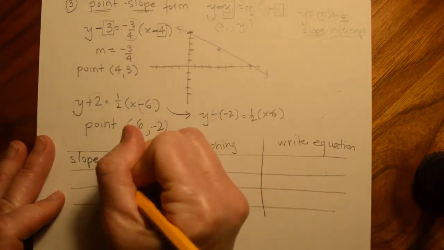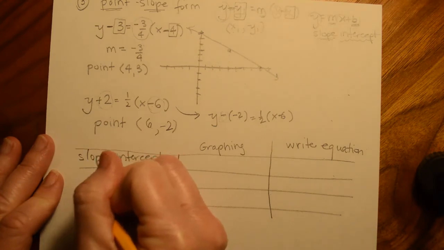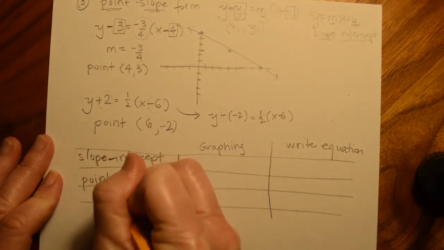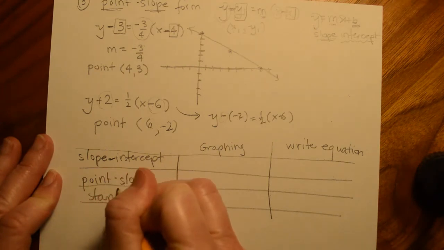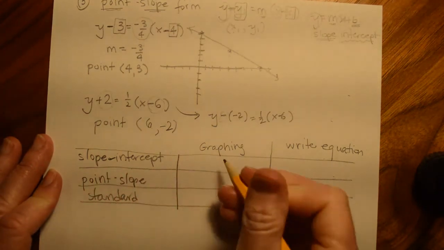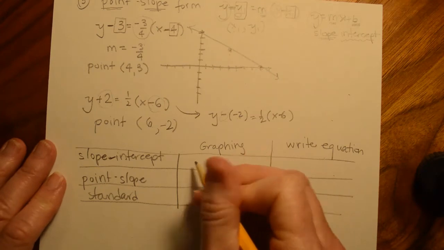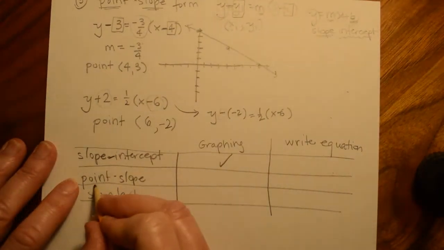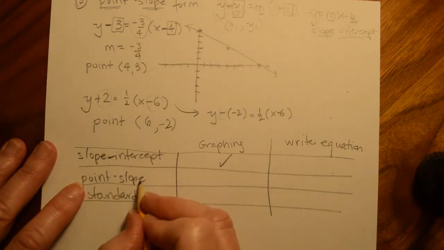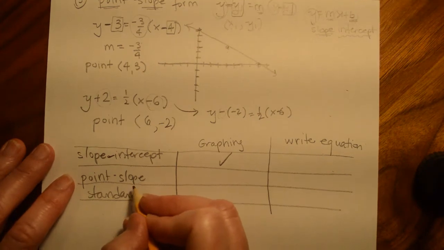All right, so slope-intercept form, point-slope form, and standard form. So would we take this and graph from it? Yes, usually we would graph from it. Is somebody going to give us something like this and ask us to graph it? Generally, no. Could we? Yes, but generally they won't.